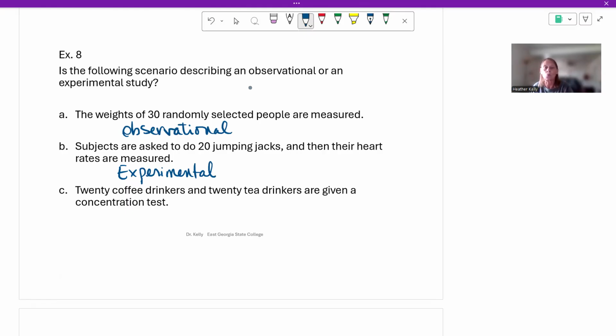Twenty coffee drinkers and 20 tea drinkers are given a concentration test. This one's kind of one of those that I didn't quite give enough information. I'm going to call it experimental, and I'm going to say what's not been written here, which is they took a concentration test. They drank their tea and their coffee. So I'm going to call this experimental. But it could very much be argued that it's observational. Just saying.